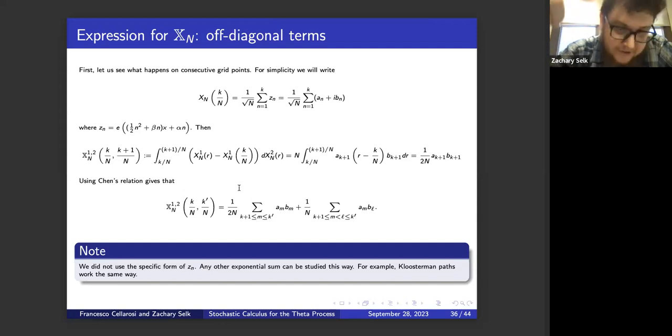But the Chen's relation that I mentioned earlier. For consecutive points, we have this 1/2n, a_{k+1}, b_{k+1}. Then for non-consecutive points, if we take k and k prime, we end up with a term that's a_m b_m, where the indices of the a and the b are equal, and then a sum over the simplex, the sum over m less than L, right? So that's for non-consecutive points. And for points that are not on a grid point, we can show that the error goes to 0. We just take the closest grid point, and we don't have to worry about that.